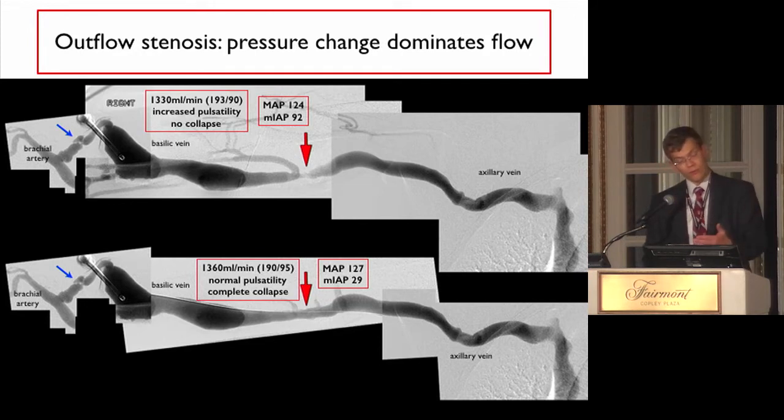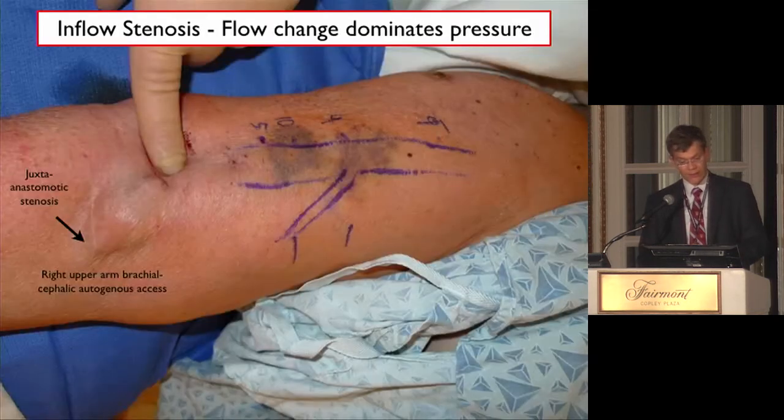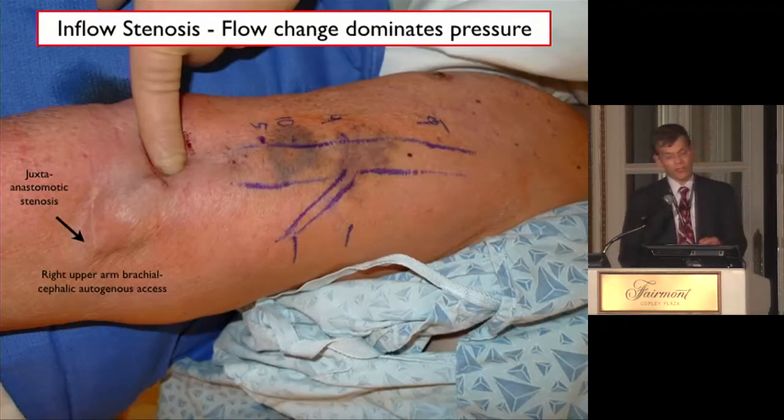So for an outflow stenosis, the pressure change dominates the flow. The flow hardly changes, but the pressure goes up first. And so over long periods of time, if you just look at flow, you get enlargement of needle insertion sites and skin thinning. However, if you look at an inflow stenosis, then a flow change actually dominates the pressure. So here you have an access.